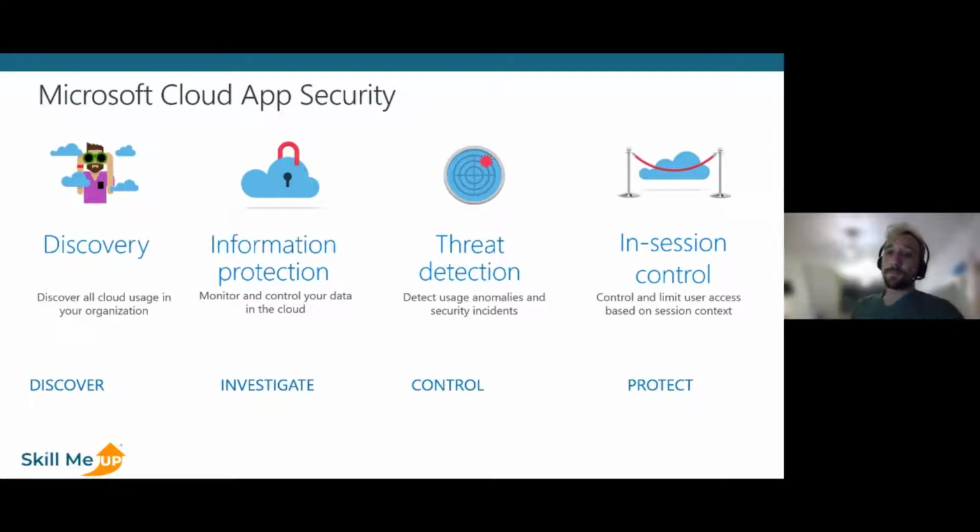Threat detection. If we get a detection that our computer is infected, we block the access to certain apps until the threat is resolved. That's also possible. And in-session control. We control and limit user access based on session context. So the four big pillars, discovery, information protection, threat detection, and in-session control, are really important in the MCAS world.